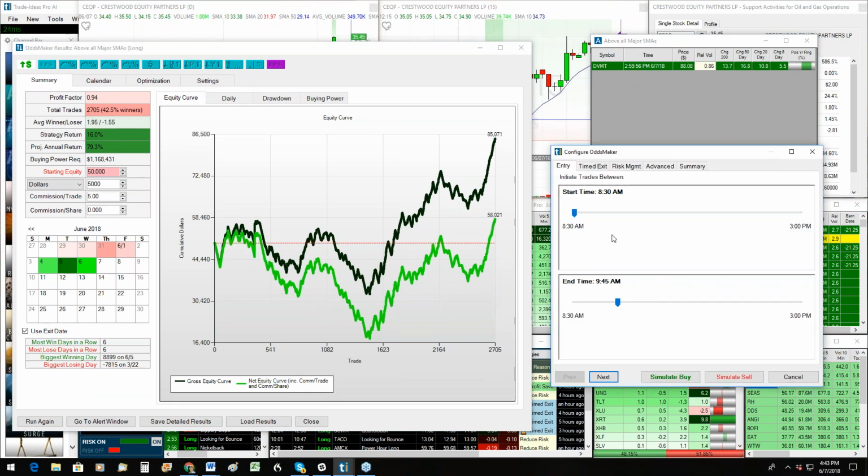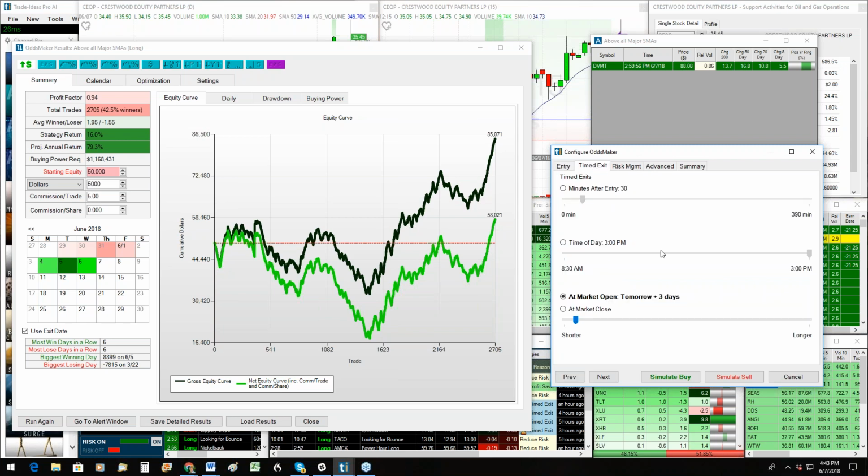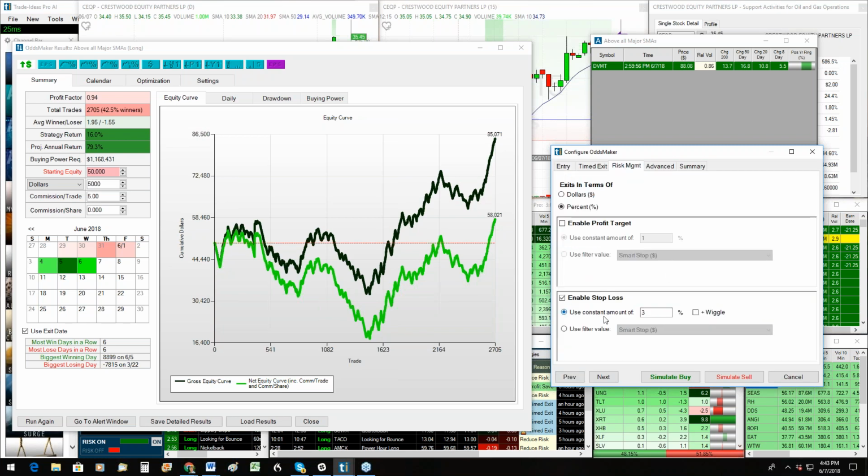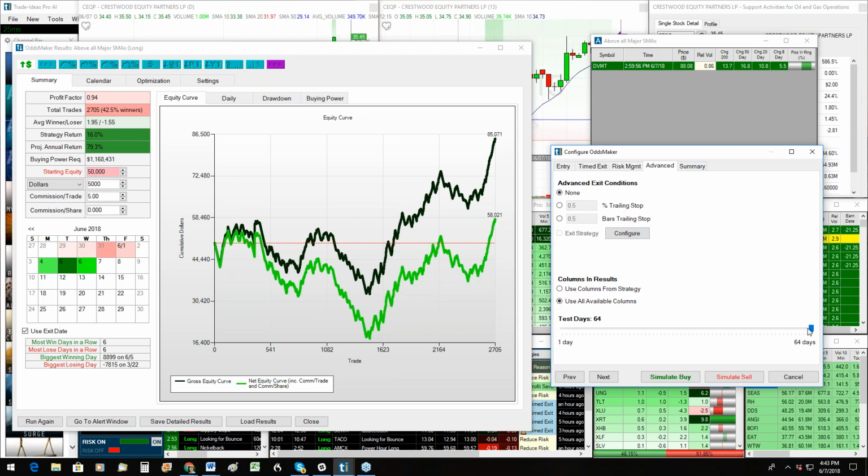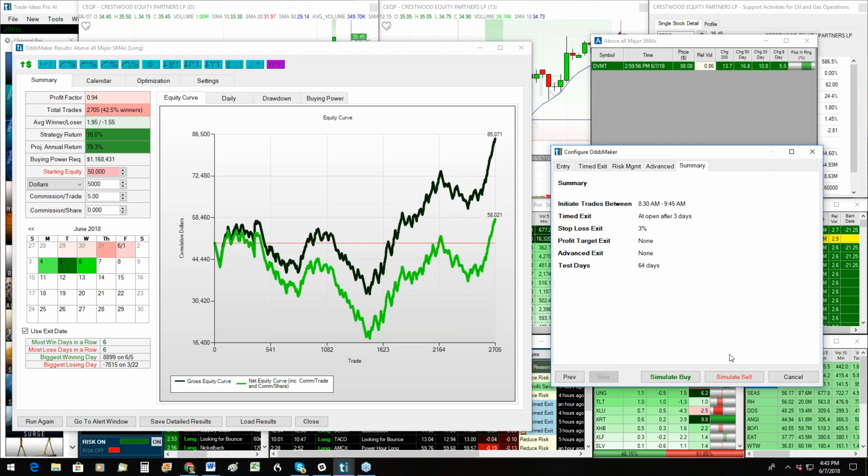Backtest strategy. Okay, you can see right now, I've already optimized the time in this one, for the first hour and 15 minutes of the day. The timed exit, same. Risk management, 3%, same. Advanced, yep, running the full gauntlet there at 64 days. So let's go ahead and backtest. I'm going to do it first for you and show you the incredible difference. And then we're going to look at the difference between the configurations. So we're kind of working backwards here, but that's okay.